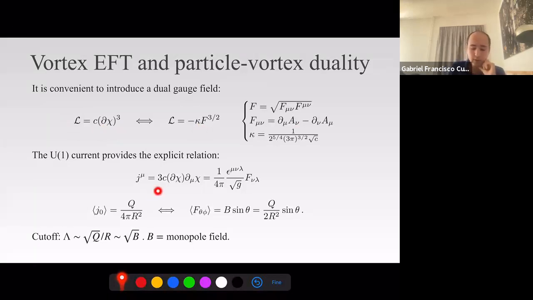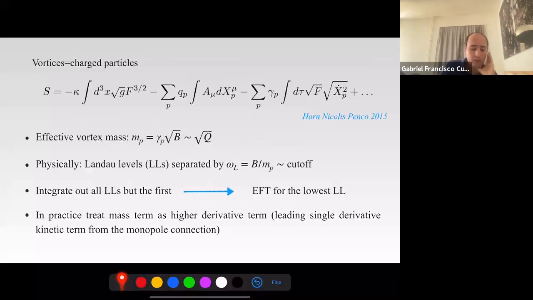And as is well known, the relation between these two descriptions is given by the U(1) charge being equal to the topological charge on the gauge theory side. Therefore, the charge Q just translates into a monopole magnetic field B on the gauge theory side. So now it's essentially the magnetic field which sets the cutoff of the effective field theory. Vortices, which are solitonic solutions on the scalar side, just become charged particles on the dual side. And you can easily write them systematically in effective field theory following this paper.